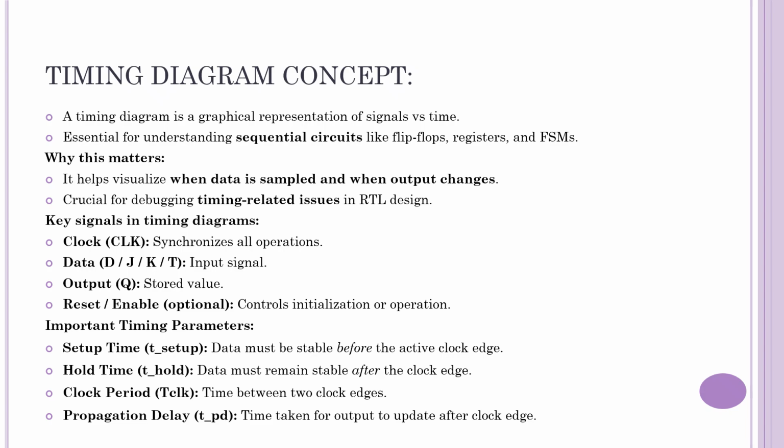Now, how does this connect to flip-flops? Simple. The output Q changes only at the active clock edge. The input is sampled exactly at that edge. And the timing diagram clearly shows this behavior for D, JK and T and even master-slave flip-flops. So, timing diagrams allow us to see when signals change, and that makes them absolutely essential for designing reliable and correct sequential circuits.